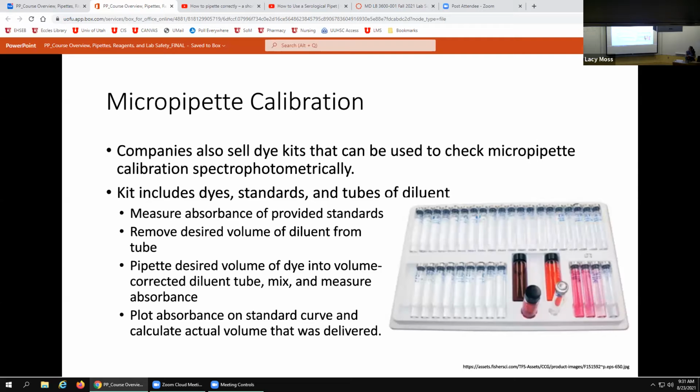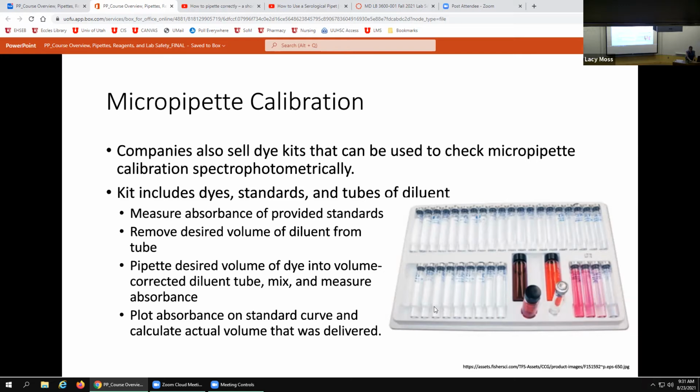All right, so you can also buy these fancy dye kits. They're expensive, whereas analytical balances, you usually already have one, so that's cheaper. But you can buy these cool dye kits where you have these fun little tubes full of liquid. You pipette out whatever volume you're testing, and then pipette out that same amount of volume of dye into it, mix it up, measure it spectrophotometrically, and they've given you these little standard dye tubes. And you can make a little standard curve and plot it and calculate what volume you actually pipetted. They're kind of fun, but they're expensive.